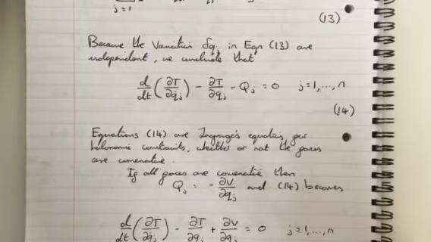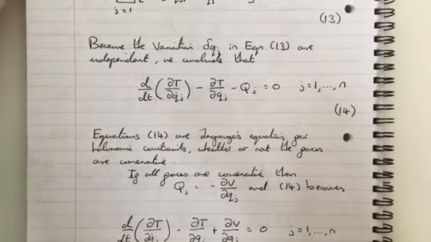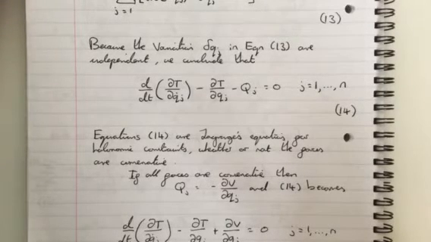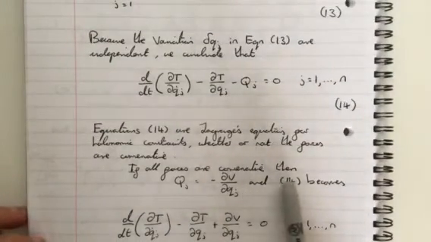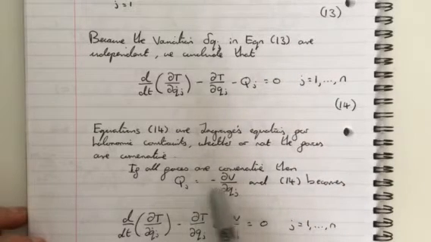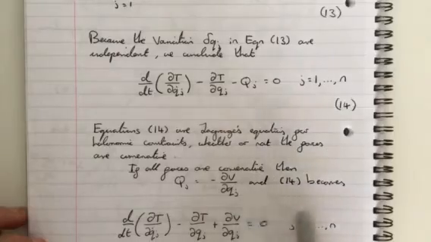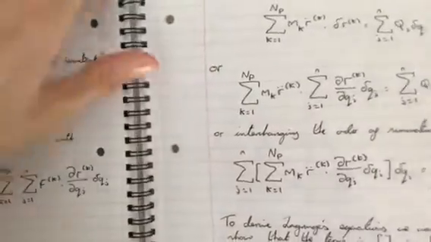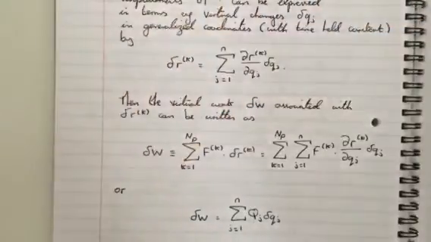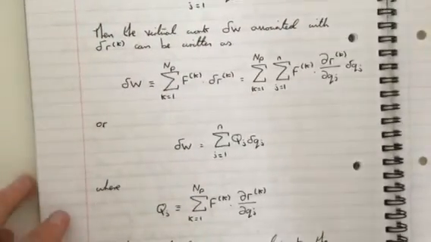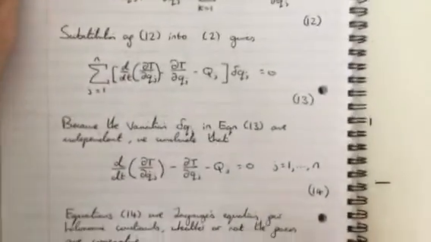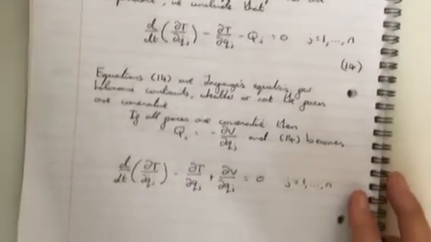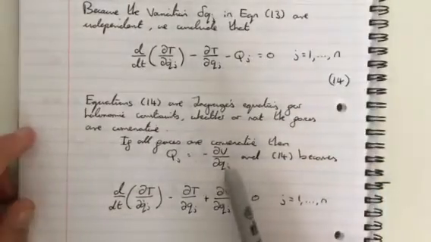If you remember, a conservative force is a force that's basically the gradient of a scalar. It's the partial derivative of a scalar. So if all forces are conservative, Qj is going to equal the negative partial derivative of some scalar, potential energy in this case, with respect to qj. So if we go back to Q, here's Q, it's in terms of force F. If it's conservative, we can therefore write Q as being minus the partial derivative of V with respect to qj.